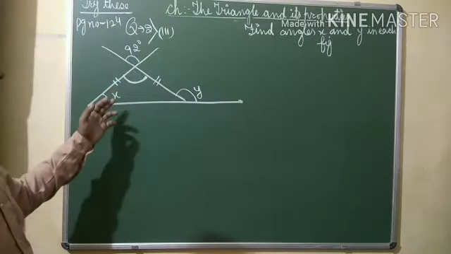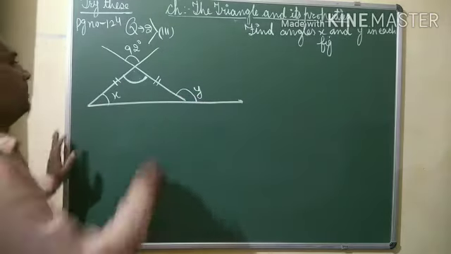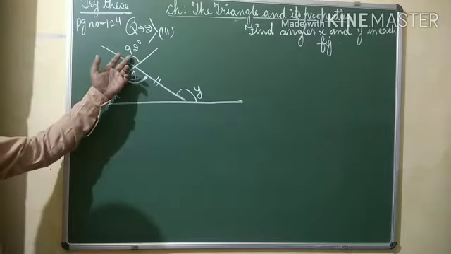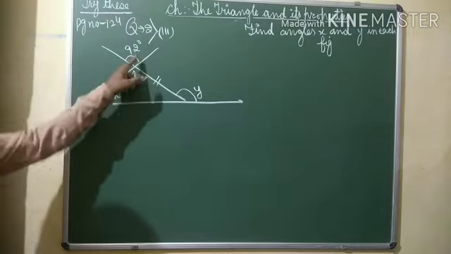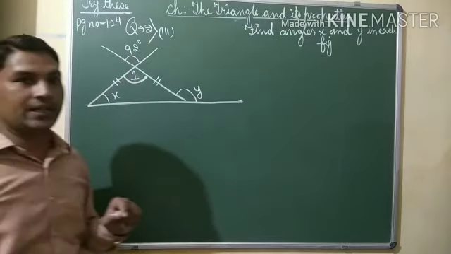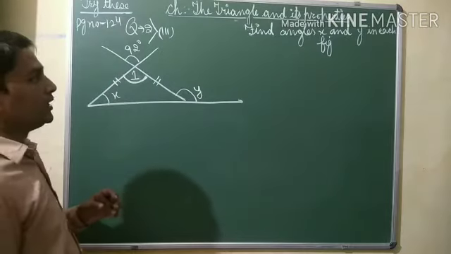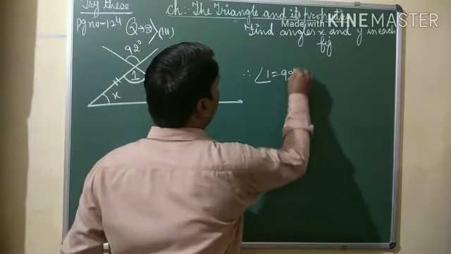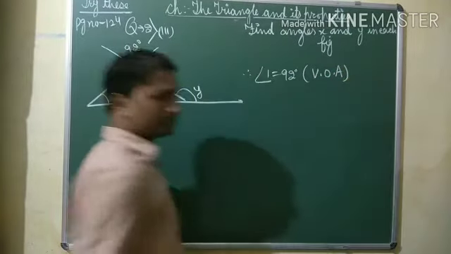Now in this part again we have to find the value of x and y. So first of all, mark this angle as angle 1. Now from the figure it is clear that 92 degree and angle 1 are a pair of vertically opposite angles, and we know that vertically opposite angles are always equal to each other. Therefore angle 1 is equal to 92 degree because of vertically opposite angles.